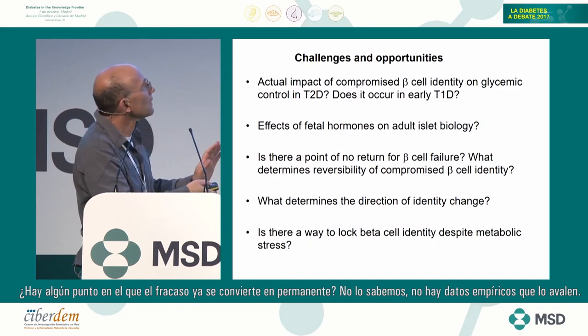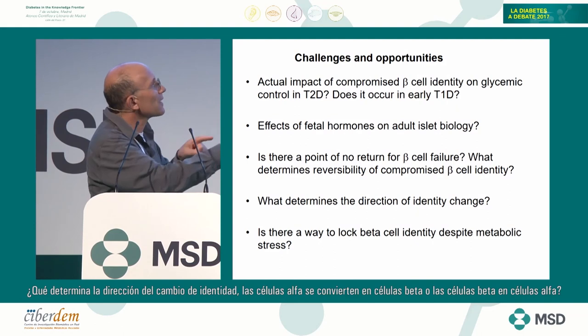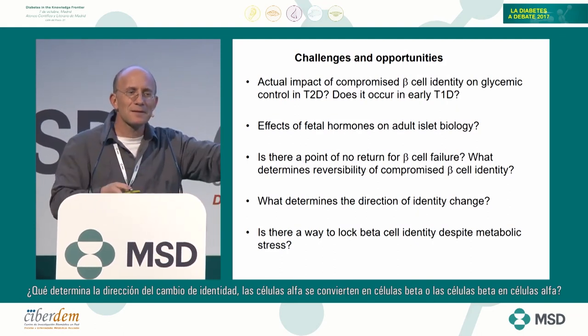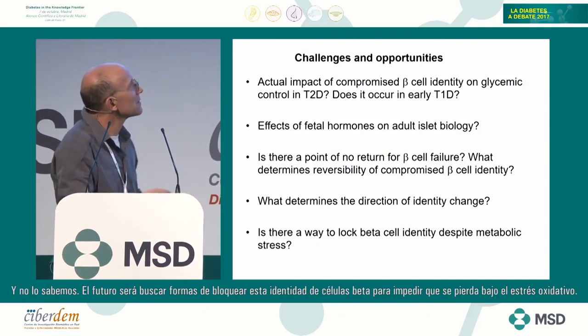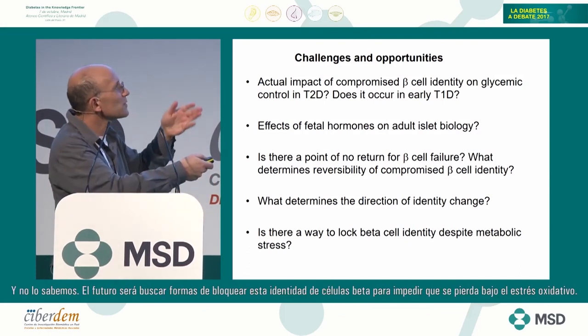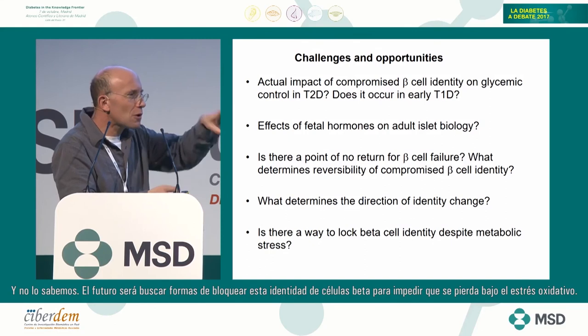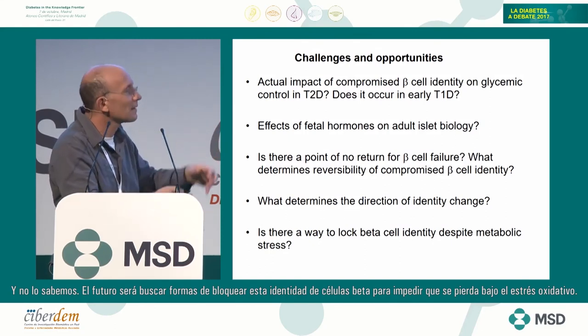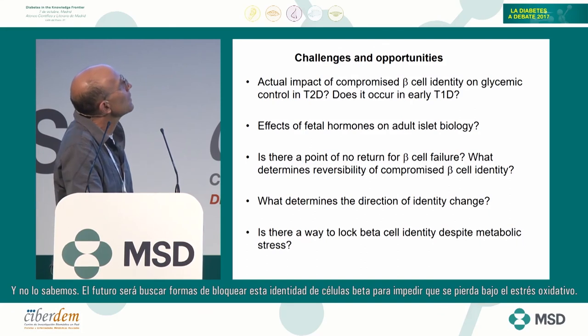There's no good evidence, I think. What determines the direction of identity change? Will alpha cells become beta cells or beta cells switch to alpha cells? We don't really understand that. And the future perspective really is to think of ways to lock this beta cell identity to prevent it from loosening under metabolic stress. I'll stop here.